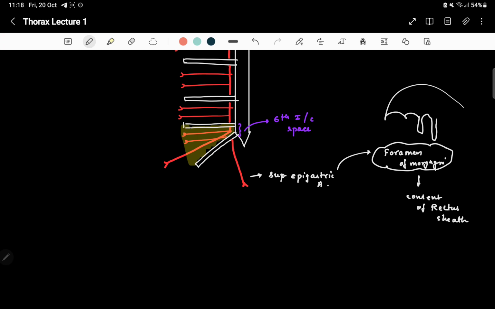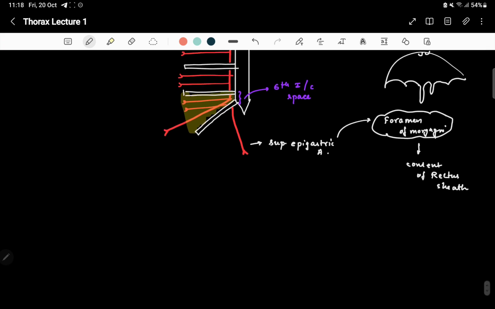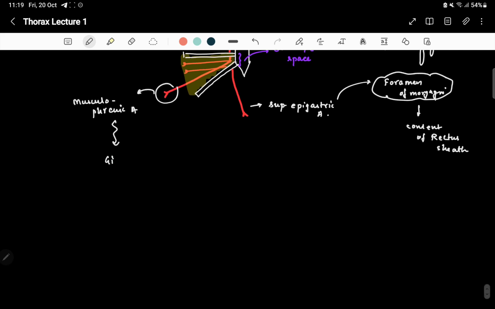So like this. Here we have two foramens, like the foramen of Morgagni. Okay, understood? Then this branch is your musculophrenic artery. The musculophrenic artery gives off anterior intercostal arteries in your 7th to 9th intercostal spaces.